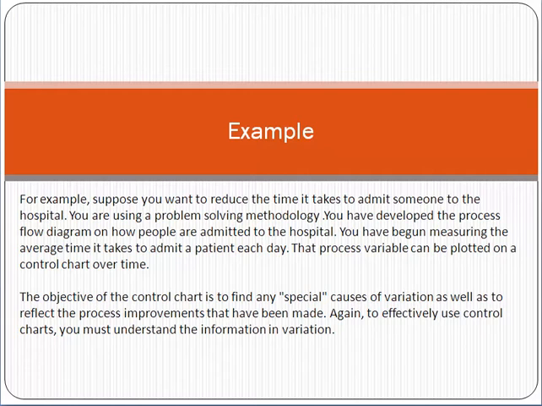The objective of the control chart is to find any special cause of variation as well as to reflect the process improvements that have been made. See friend, here for example, you are head of department in a hospital, and you want to analyze the process: whenever a patient is admitted in the hospital, how much time it takes to process a patient.